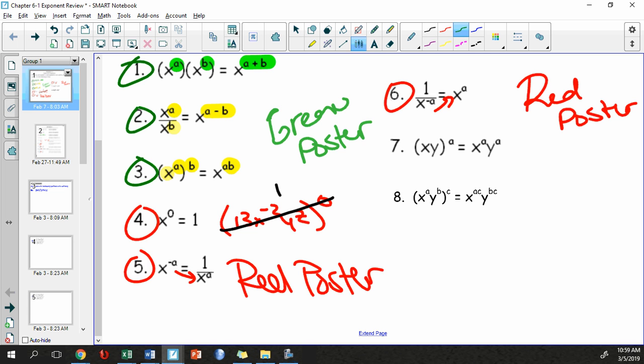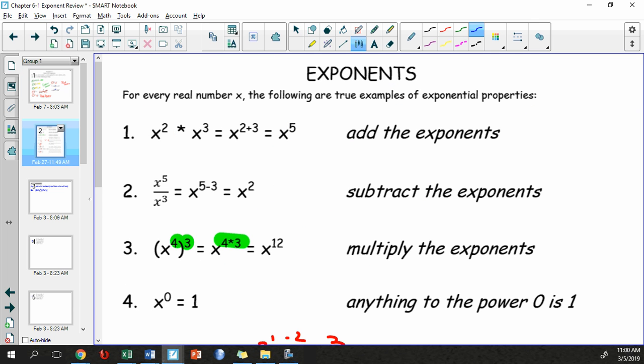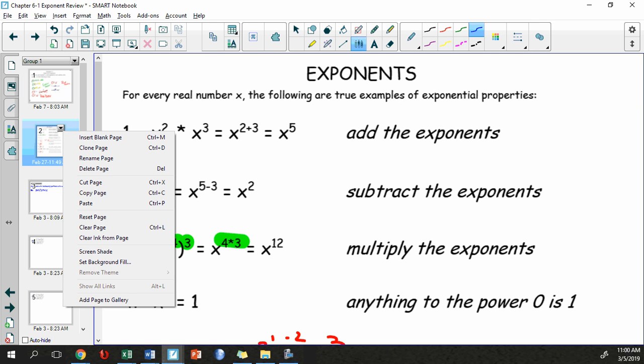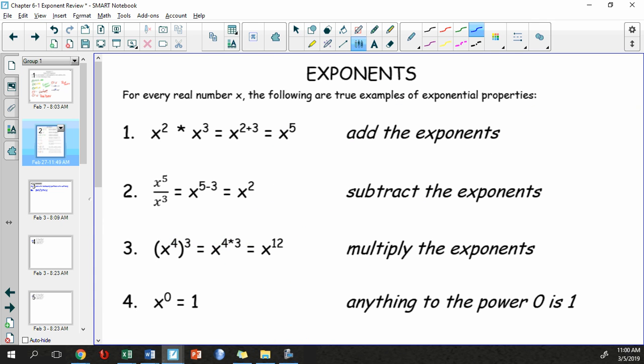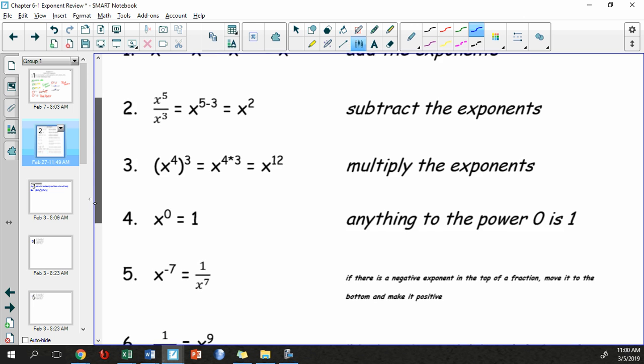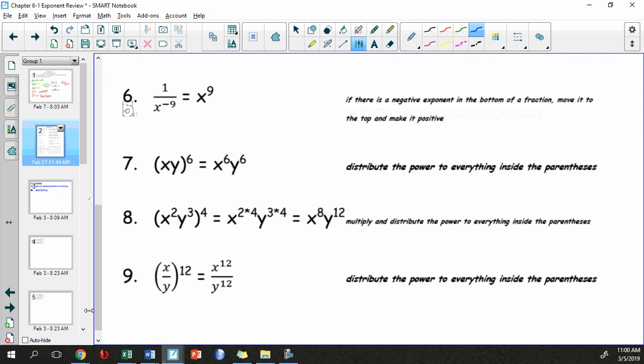Now, number 7 says if I have two different bases raised to one exponent, simply distribute the exponent into each of them. Same exact thing here. Simply distribute and multiply those into it, and you'll be fine. Okay? The second one here gives you some actual physical examples. I strongly suggest as you're doing your homework, you look at those examples. We've already gone over a lot of these, and we're going to go over them today in class as well.